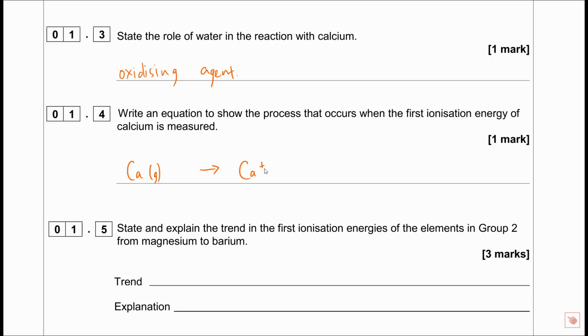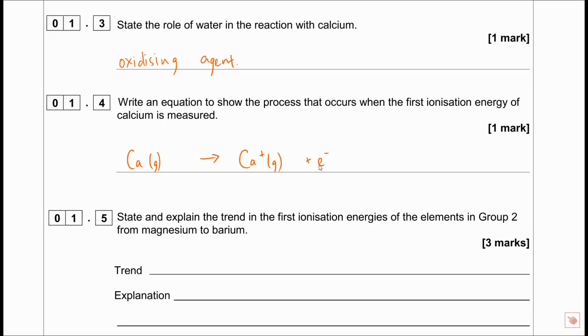Important that by definition these must be gaseous, and of course we have to have the electron, which is being taken away from calcium, but by convention we write it as being added onto that side. That's going to get you another lovely mark.